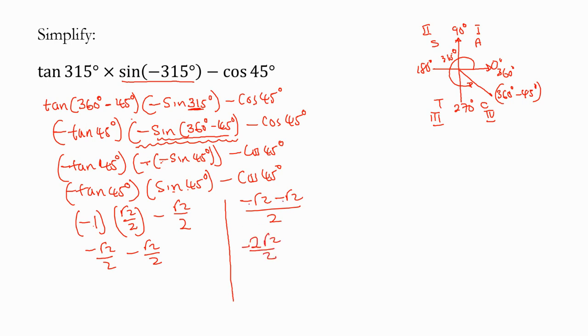Like negative 1 minus 1 is negative what? It's negative 2. Then 2 divided by 2 is 1. We remain with negative root 2. That's the answer there. Okay, so it's done. So we are going to meet when we do the next question.